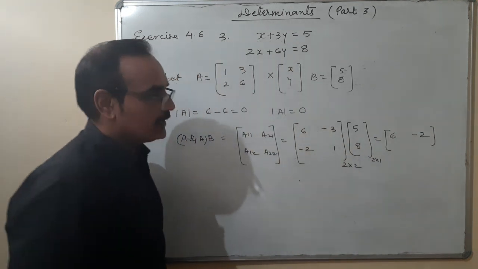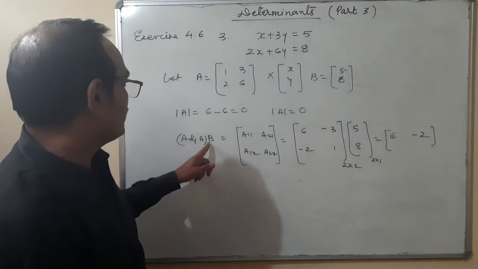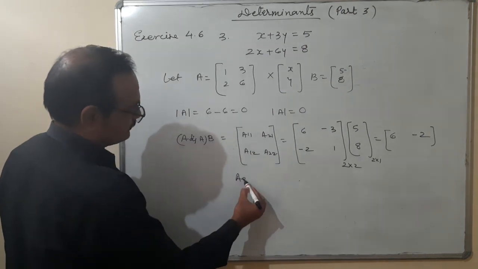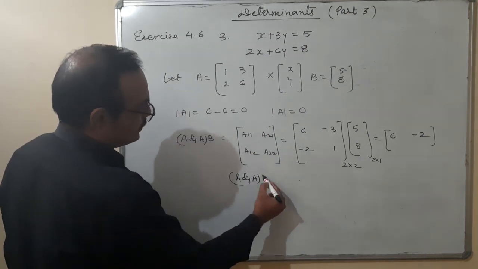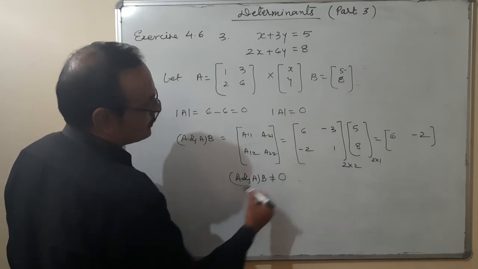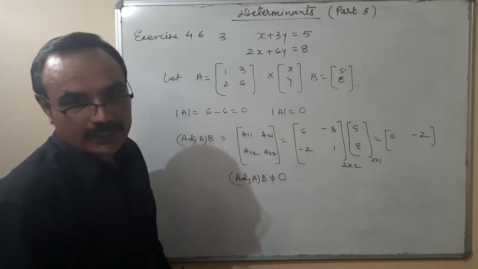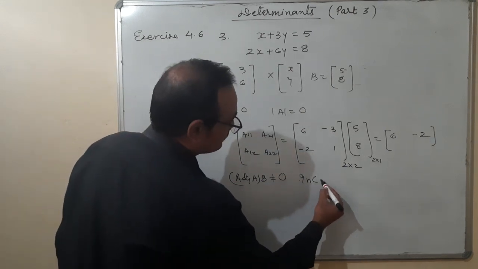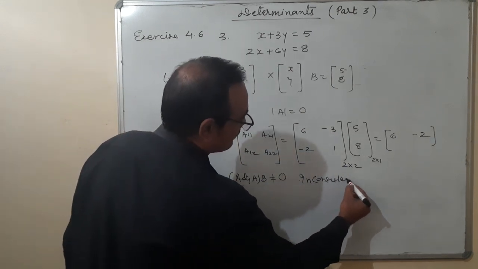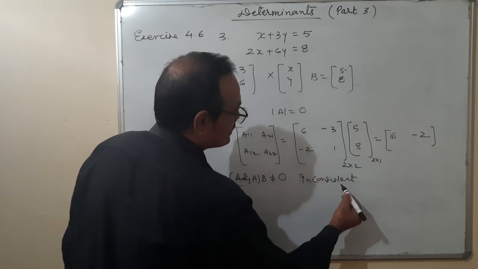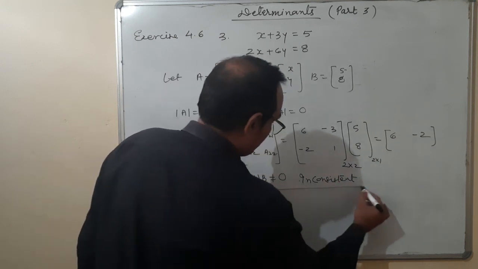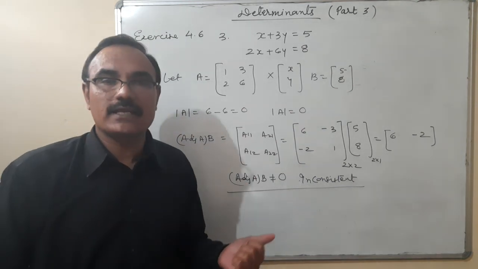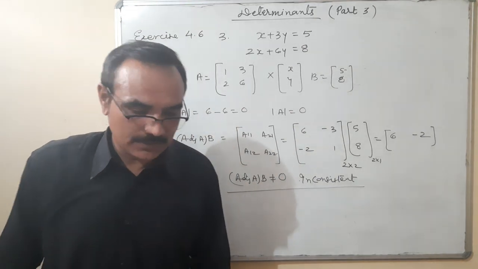And you can see that adjoint of A into B is not equal to 0. And what does it mean? It is inconsistent. Because if adjoint of A into B comes equal to 0, that means it is consistent and has infinitely many solutions.